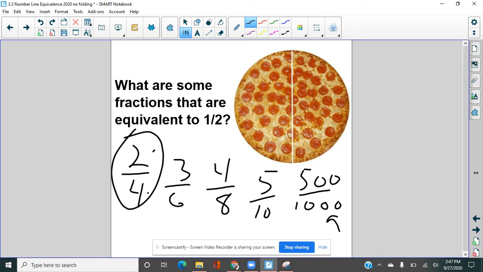So with fractions, we can have different numbers that are equal to the same amount of pizza. This would be like eating 500 pieces of pizza, but each pizza was divided into 1,000 pieces. So those pieces would be super, super tiny. So 500 wouldn't even be that much. It would be half a pizza, in fact.